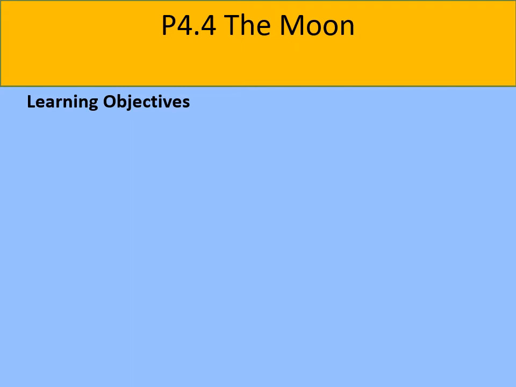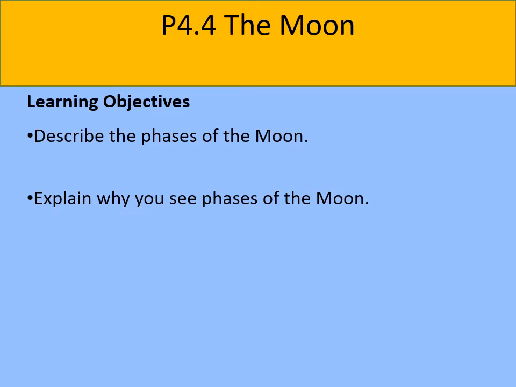The learning objectives for this lesson are to be able to describe what we call the phases of the Moon, to be able to explain why we see the phases of the Moon, and finally to explain why eclipses happen. There are two types of eclipses, and we'll look at them in more detail shortly. One is the lunar eclipse and the other one is the solar eclipse.